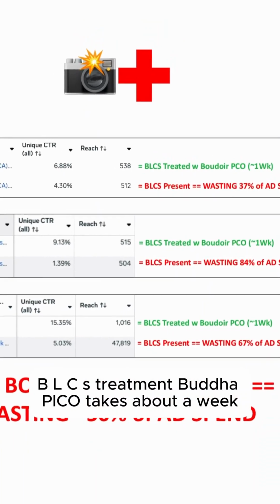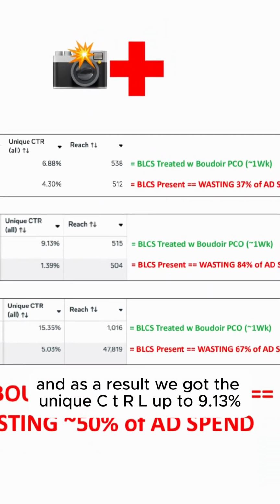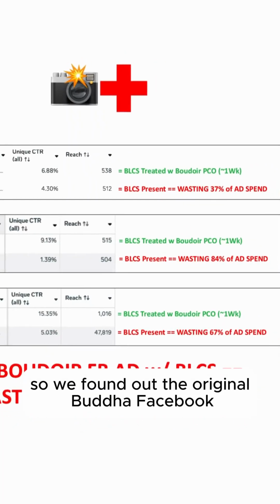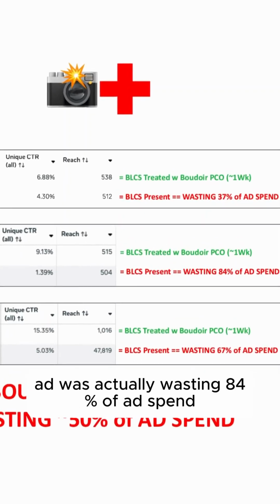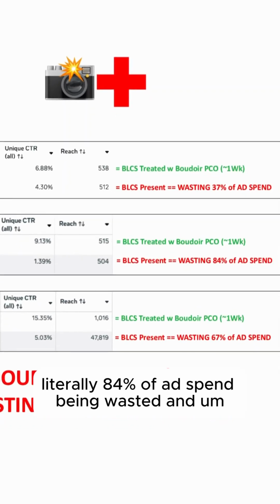BLCS treatment with Boudoir Pico takes about a week. And as a result, we got the unique CTR up to 9.13%. So we found out the original Boudoir Facebook ad was actually wasting 84% of ad spend, literally 84% of ad spend being wasted.